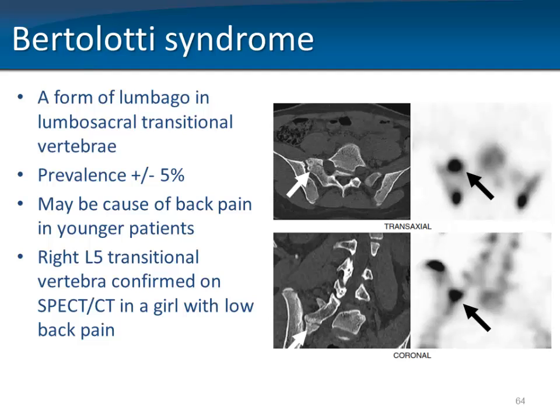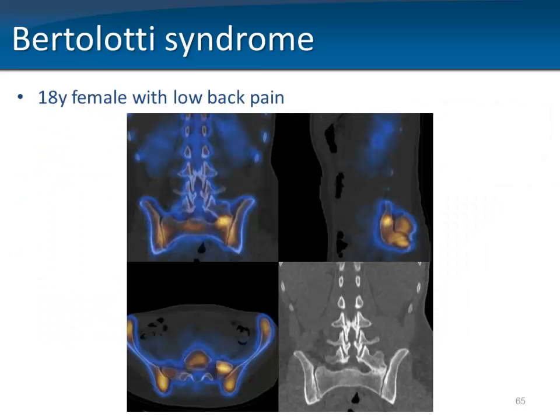So this is an example of a right lumbar 5 transitional vertebra with increased uptake in the pseudo joint. This is in a girl who presented with chronic low back pain. And this is another example in an 18-year-old who presented with low back pain, and again you can see the transitional vertebra very nicely on the CT part and the increased uptake in the joint on the SPECT part.